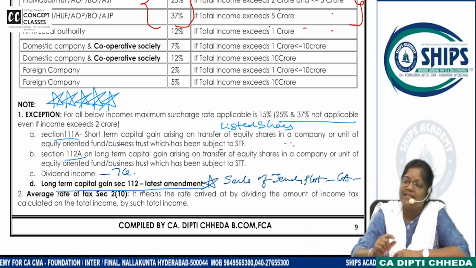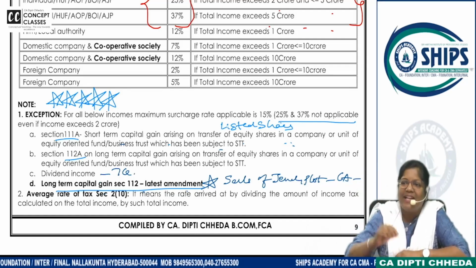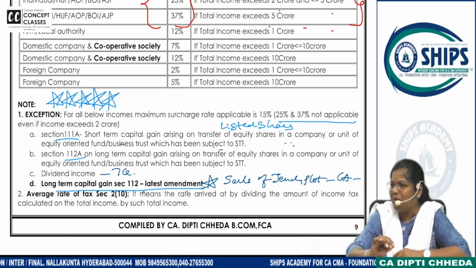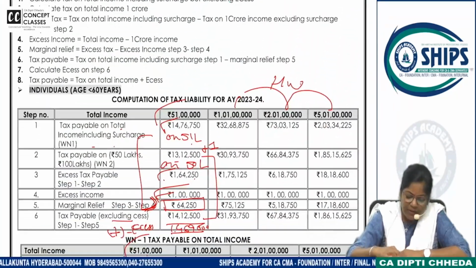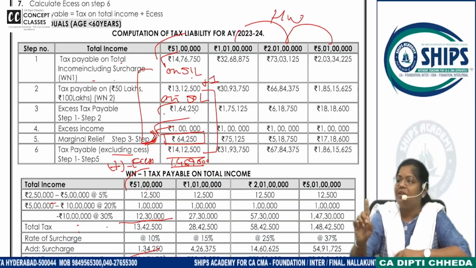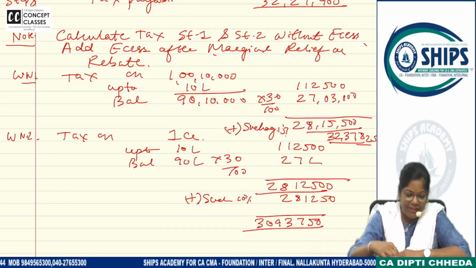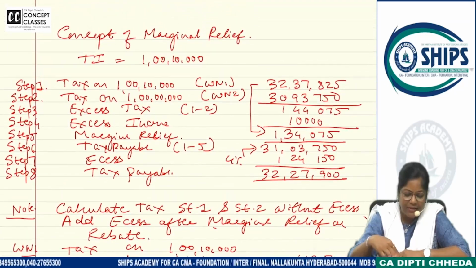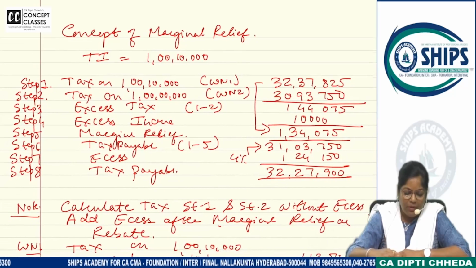Those who have missed the class, take it. That now long-term capital gain, even if it is 8 crores, the highest rate of surcharge will be how much? 15%. With this, I introduced one term for you all and we have worked out one problem in the notebook. You want to check that first? If anyone in the class has missed that screen, you can take a screenshot now also.